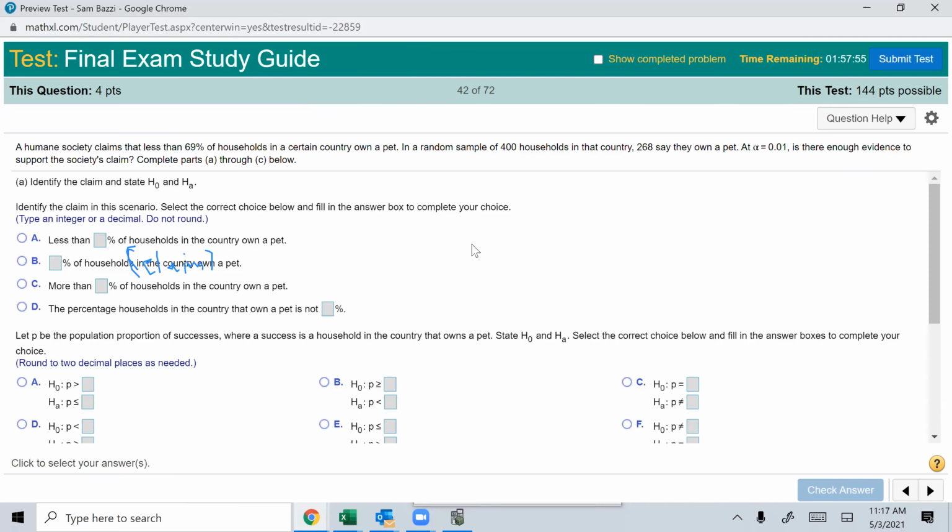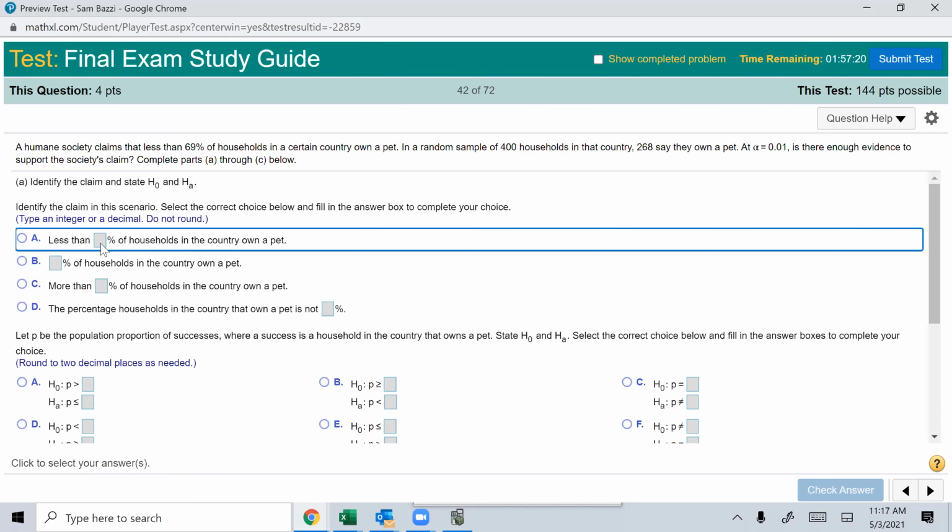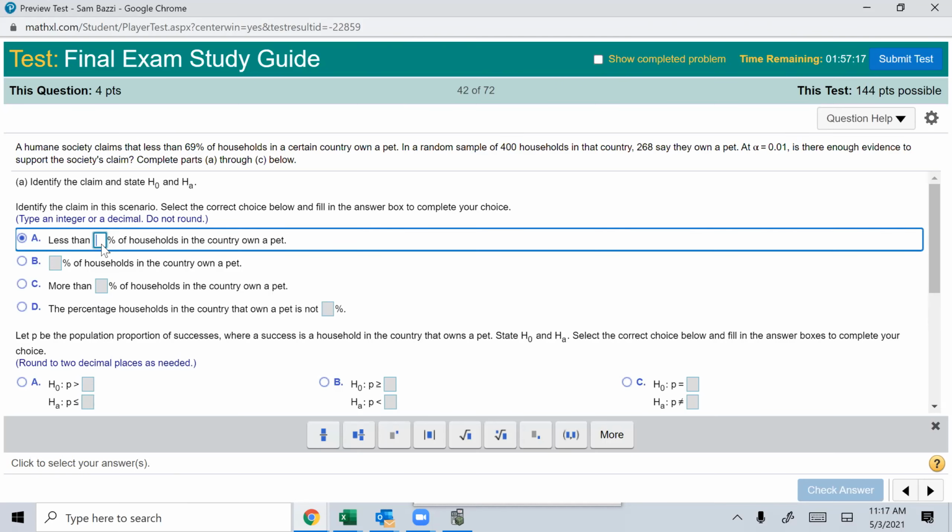A humane society claims that less than 69% of households in a certain country own a pet. In a random sample of 400 households in that country, this is a proportion test, 268 say that they own a pet. At alpha equals 1%, is there enough evidence to support the claim? When the claim is in the alternative, it will ask us to support it or not to support it. Okay, so where is the claim? Less than 69% own a pet.